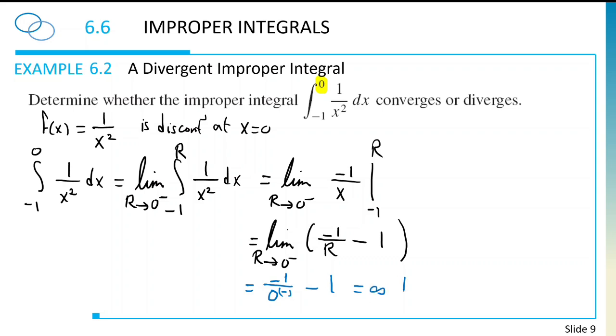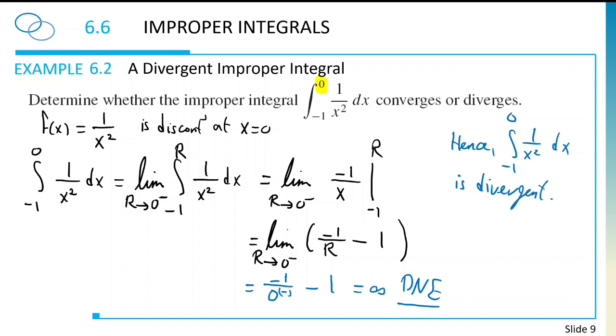So that means this limit, what? Does not exist. If the limit does not exist at 0, we can say that hence the integration from -1 to 0, 1 over x squared dx is divergent. Okay, so this is our conclusion. This question is divergent. Okay, perfect. Let's move to another example and see what's the issue with the next one.